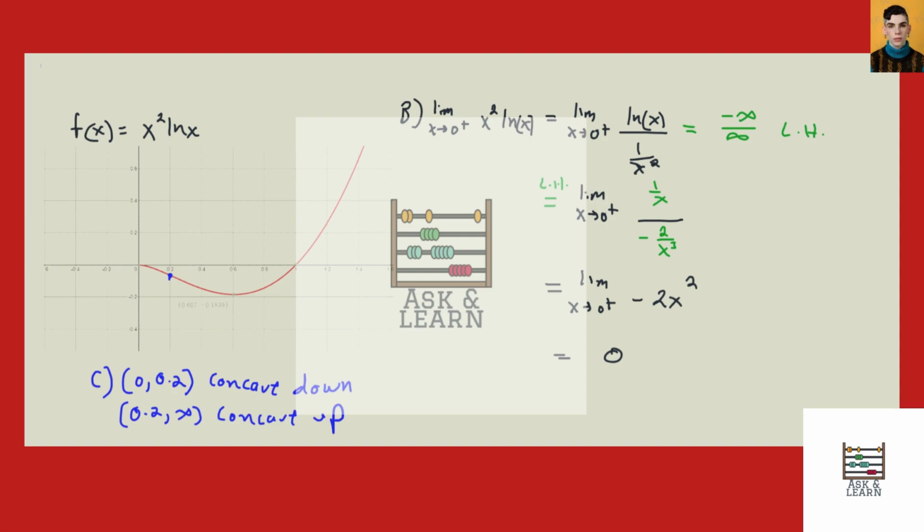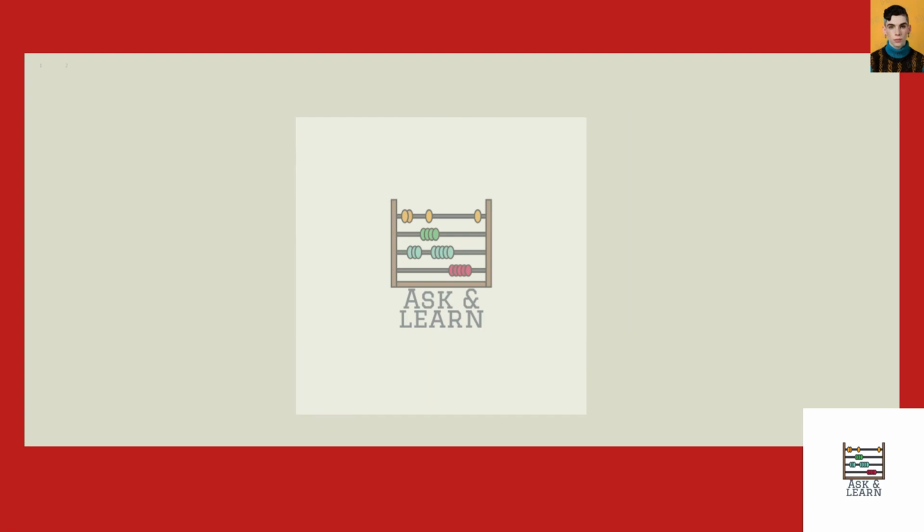All right, now let's use a little bit of calculus to actually find what our minimum and the concavity interval should be. So let's write it down again. f of x is equal to x squared times the natural log of x.